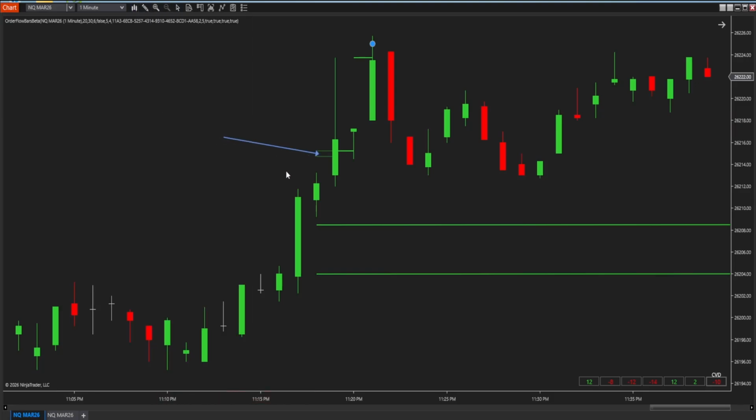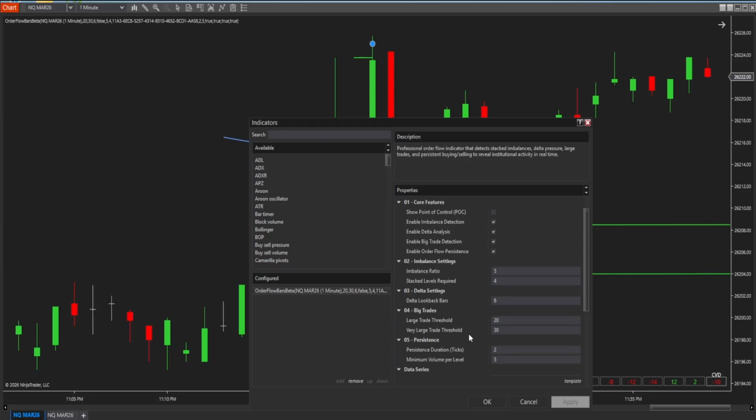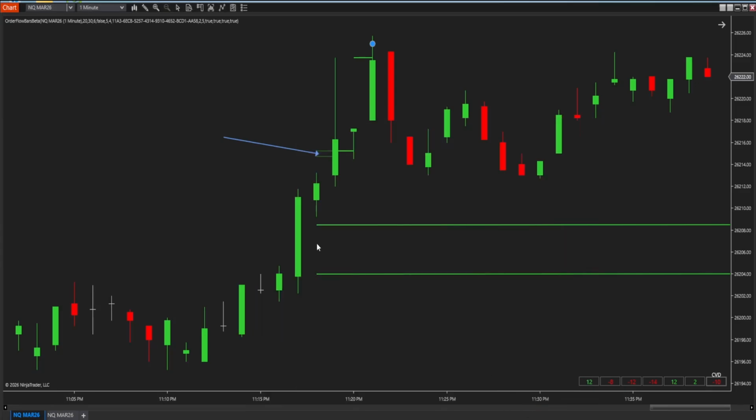is a persistent tick. That means if we look at the settings, we have it set to 2 and 5. That means it had to tick up once and then it had to tick up again in order for that to show. That is telling me that is an aggressive buyer. There are aggressive buyers that are moving the market.